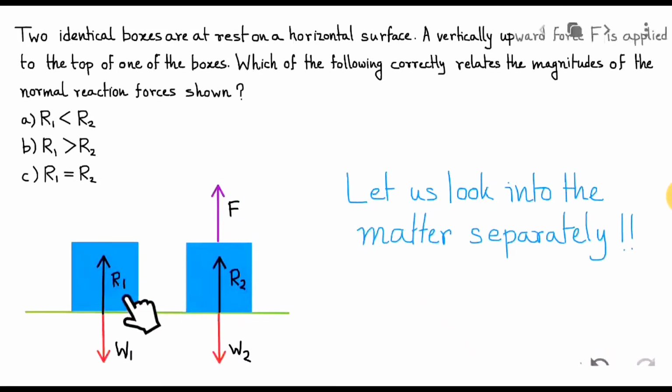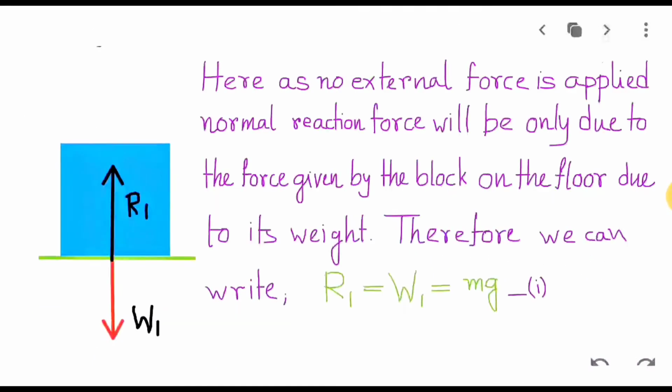To understand which of these is greater or lesser, let us look into the matter separately. We know that when a block is placed on a floor, because of gravity, the weight of the block works downward. As a result, the block is pushed against the floor. It obstructs the further fall of the block, and it provides another normal reaction force R sub 1 which balances the weight of the block.